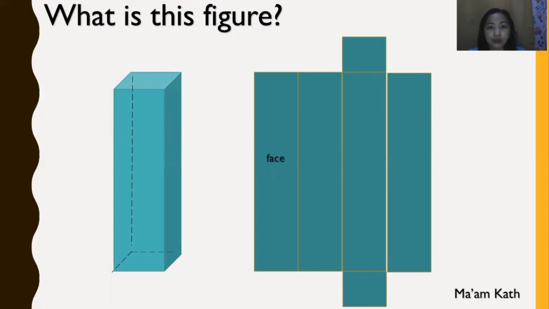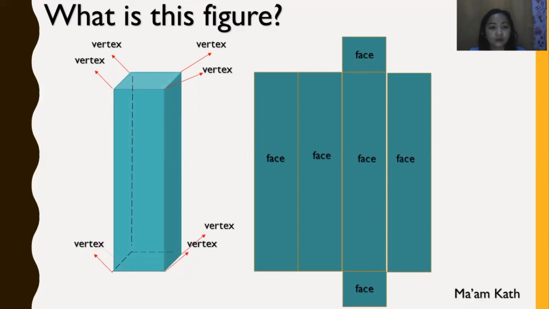So now, these are what we call the faces, another faces here. And these are what we call the vertex or the vertices. So in this figure, we have 6 rectangular faces and 8 vertices, while this line is what we call the edge. So from this figure, how many edges do we have? We have 1, 2, 3, 4, 5, 6, 7, 8, 9, 10, 11, 12. So this rectangular prism has 12 edges.